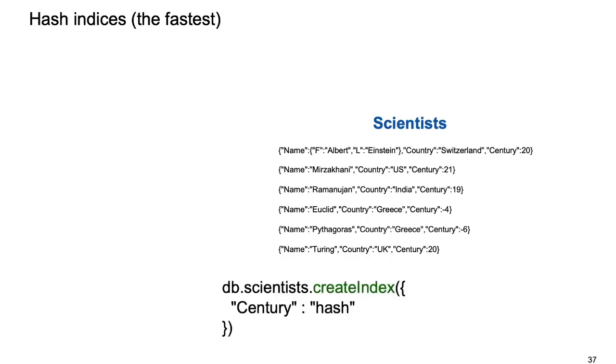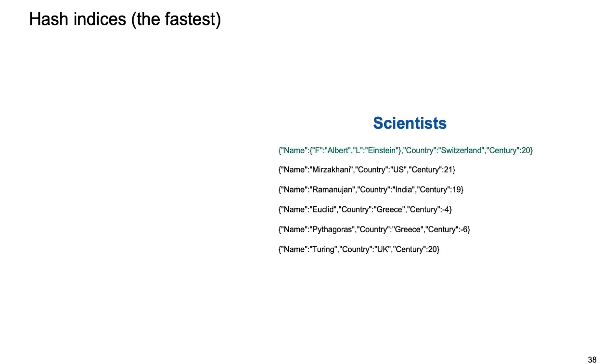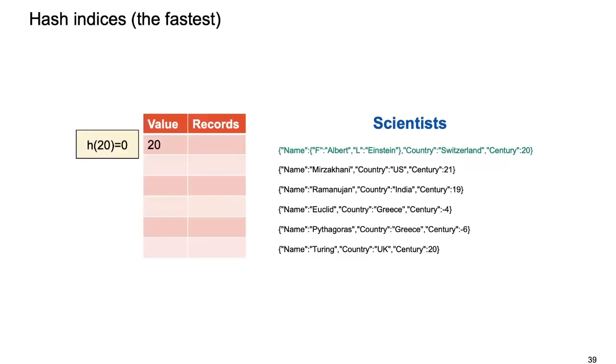So in MongoDB, you only need to put that command create index on century. It's going to create an alphabetical list of centuries. I'm just using the analogy with the book, using a hash index. So here's what happens when we build the index. Here century is 20.